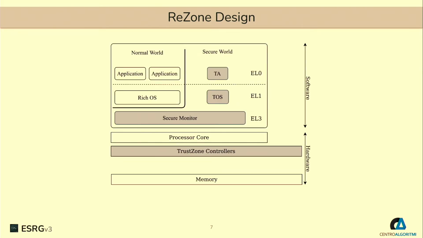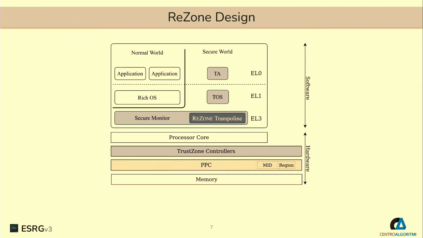Let's take a quick look at the software and hardware components needed by ReZone. This is a typical TrustZone software and hardware stack, including a TrustZone controller that is used to perform access control to normal world and secure world memory. The first piece of the puzzle is that we must introduce logic to the secure monitor. This is needed because we need a specific way to enter and exit zones, and we must do so securely.